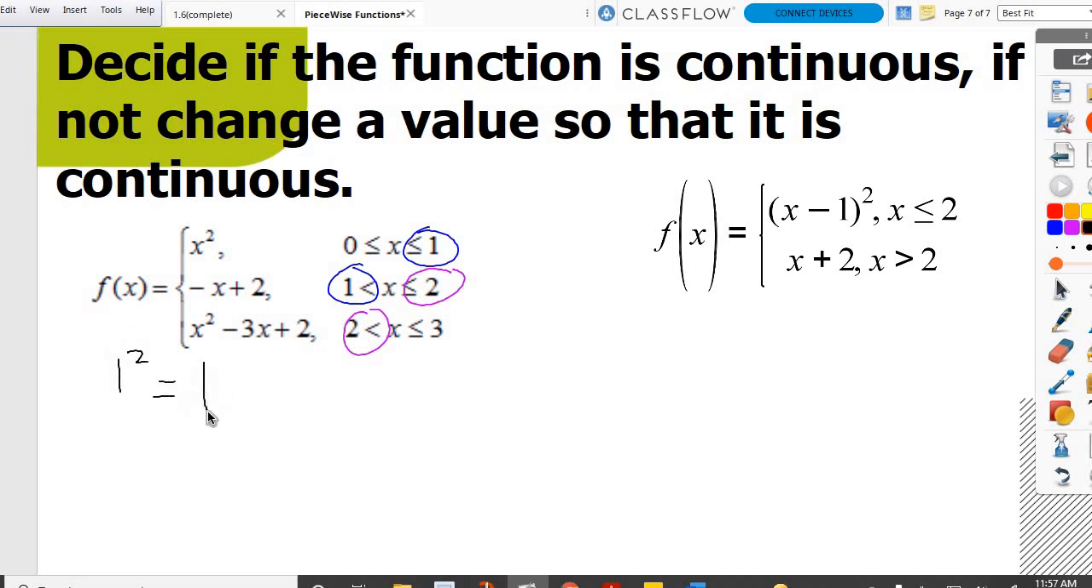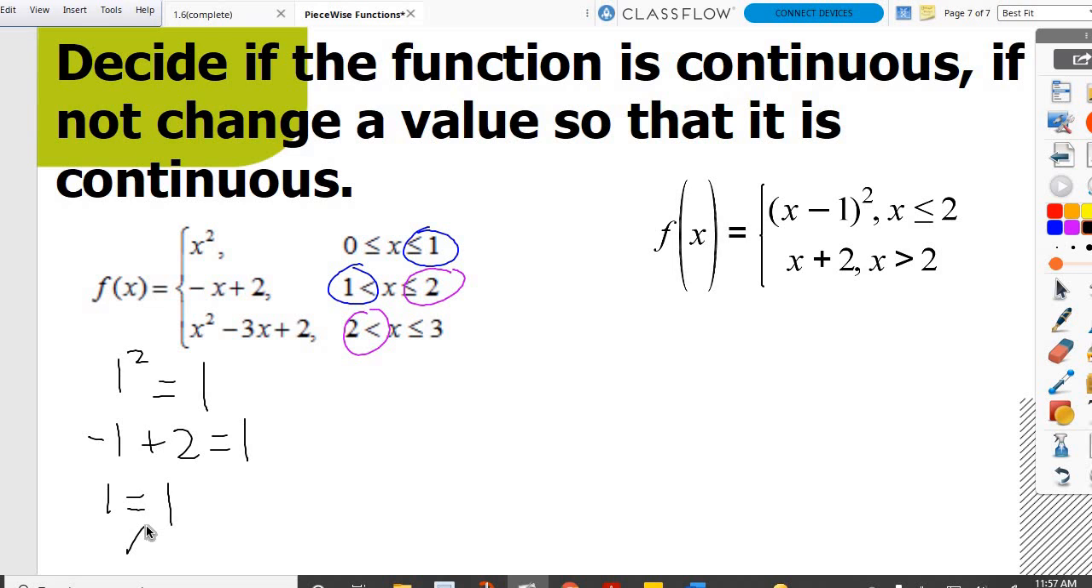Okay. So if I plug in 1 to my first piece, what do we get? Just 1. If I plug in 1 to my second piece, what do we get? Do those two things equal each other? Yes. So 1 equals 1. So it works. That means my first two pieces meet up, but if I have multiple pieces, I have to check that my next pieces also meet up.